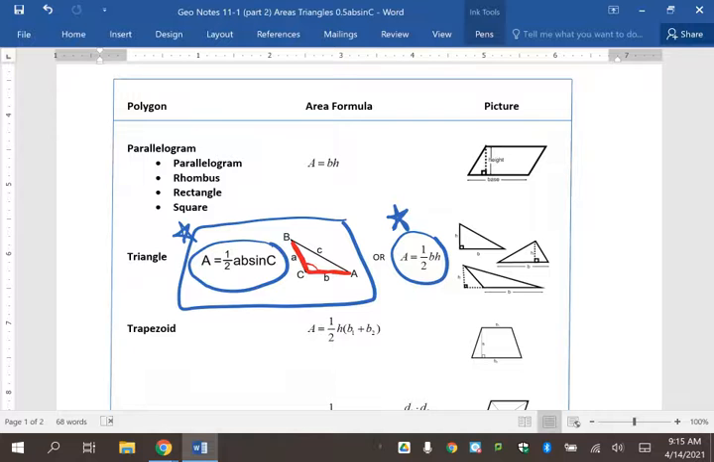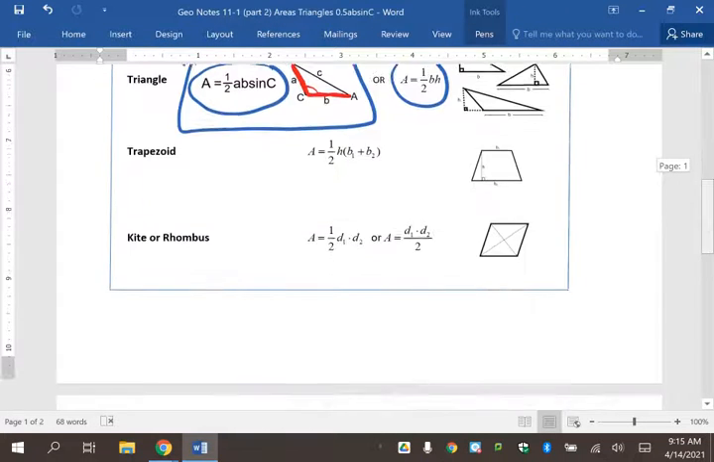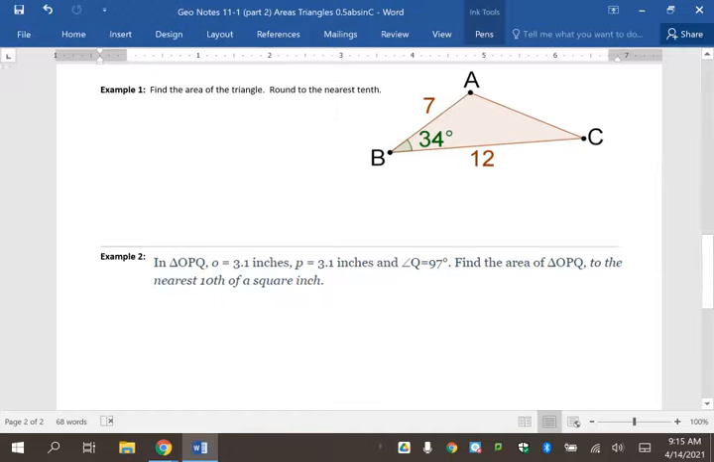So let's go ahead and go to the back side and try a problem using this new formula. So example 1. Find the area of the triangle, round to the nearest tenth. We see that we are given an A, a B, and their included angle. So we'll use that formula. Area of a triangle is 1/2 times A times B times sine of their included angle, C. So that's your formula.